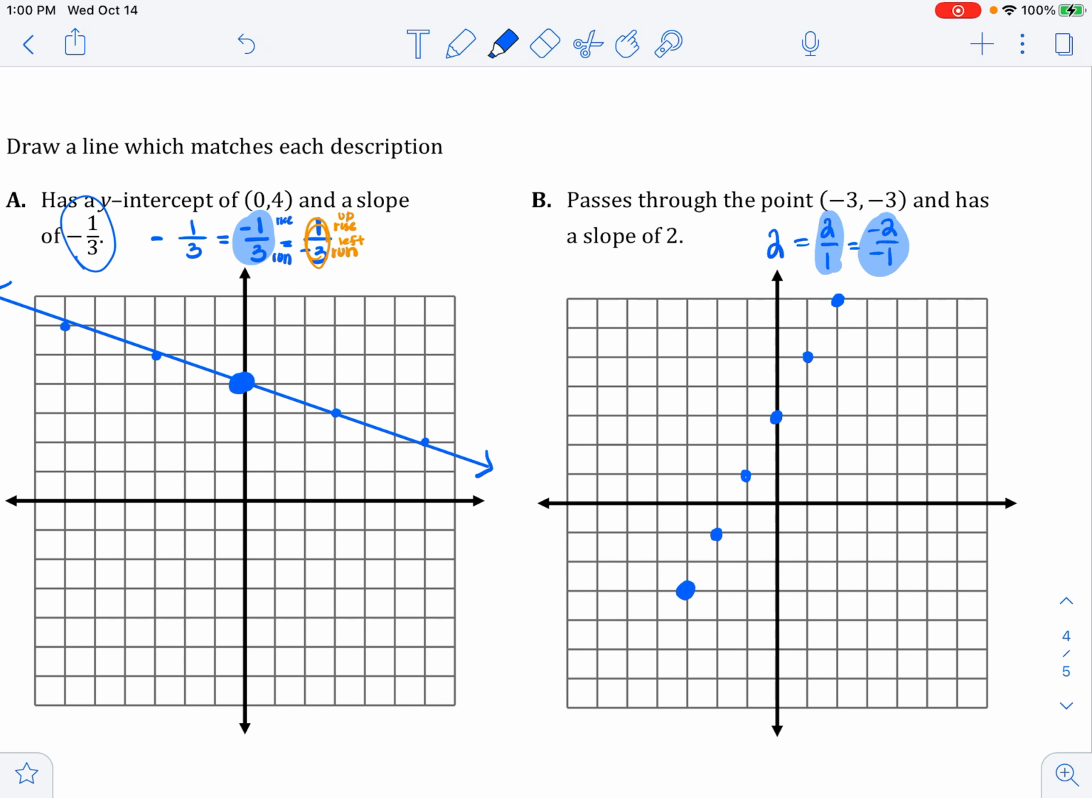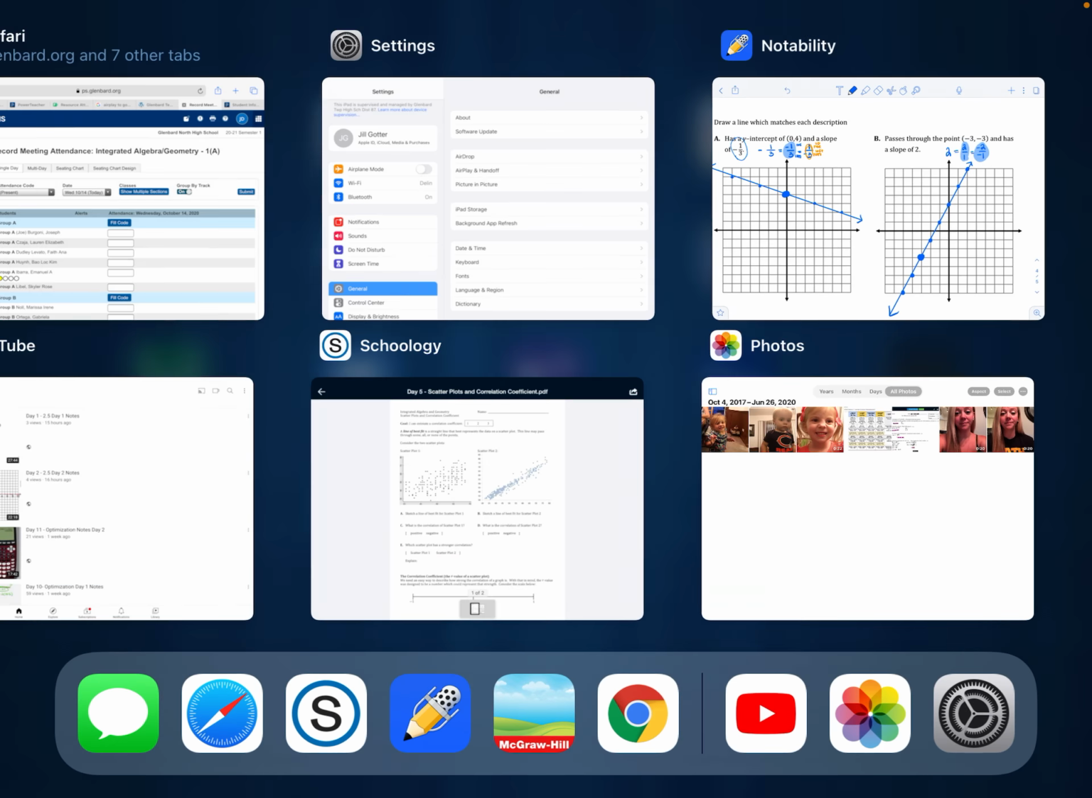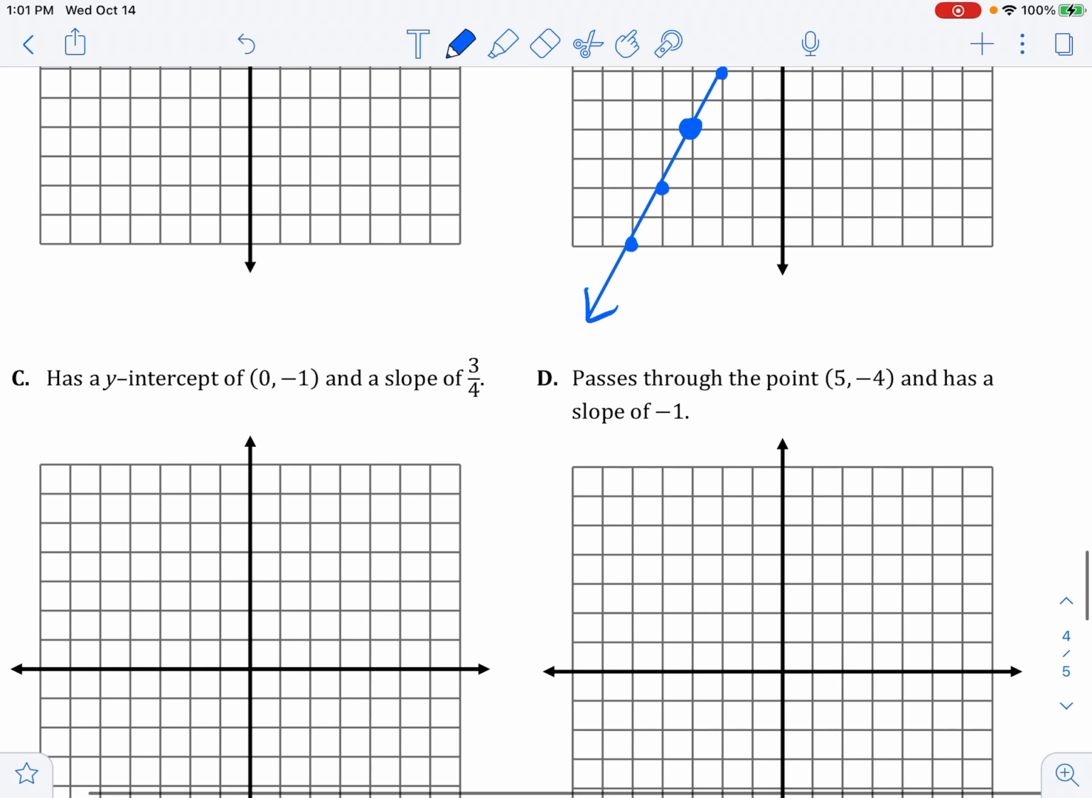Now looking at this here, it says that I could have also done rise over run. Rise negative 2, so go down 2. Run negative 1, so go left 1. So if I go back to this point right here and I go down 2, left 1, notice I'm just continuing the pattern of that line. Straight line, arrows on the end, and there we go.